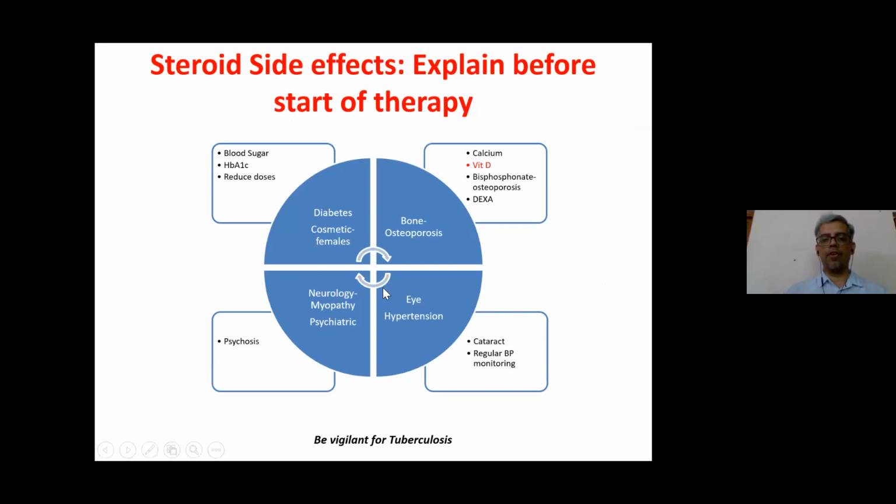In addition, steroids predispose you to diabetes, monitor sugars. Steroids lead to osteoporosis, supplement calcium, vitamin D, and in patients who are having osteoporosis, give them bisphosphonates. Consider doing DEXA in patients at regular intervals. Monitor for hypertension. Steroids increase your risk for developing hypertension. Eye symptoms, cataract, glaucomas need to be looked at. And another important side effect which we need to keep in mind is the development of psychosis and myopathy, which may occur with long-term steroids being given to such patients.